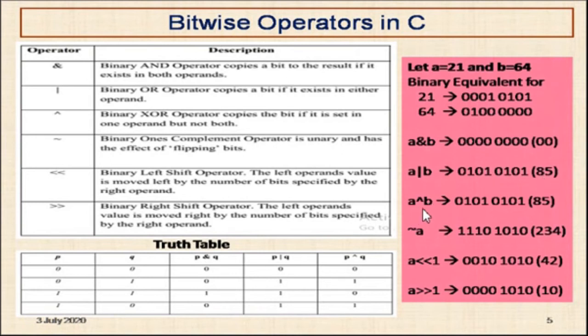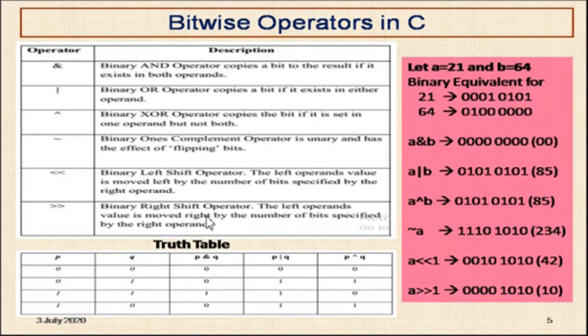Then A exclusive OR B. You know that when the inputs are dissimilar, the output is 1. When the inputs are similar, the output is 0. And binary negation, or ones complement: when the input is 0, the output is 1; when the input is 1, the output is 0. Just the complement of each bit. We get this one as the answer.